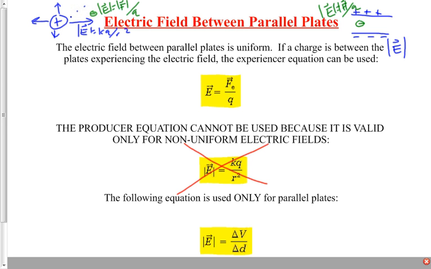Now take note of this equation, the delta V part of it. Delta V is a capital V. It's not a lowercase v, so it's not a change in speed or a change in velocity. It has nothing to do with speed or velocity. It's a whole new variable that you haven't seen before. I'll tell you what it is in just a moment. Delta d, lowercase d.